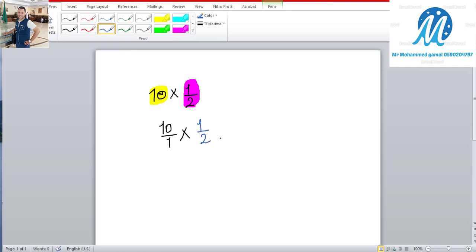Now, to multiply a whole number or a fraction by a fraction, just multiply numerator by numerator and denominator by denominator. So 10 times 1 is 10 and 1 times 2 is 2. Now 10 over 2 is going to give you 5, because 10 over 2 means 10 divided by 2. So the answer is 5.